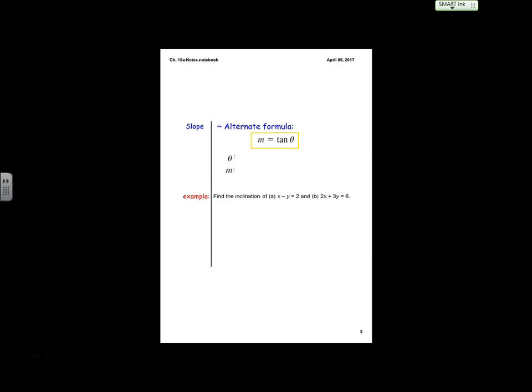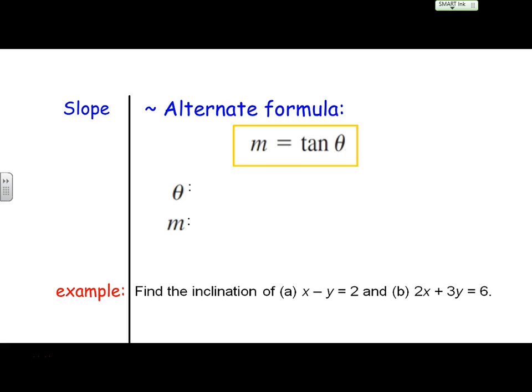All right, let's get to that formula. Another way of seeing slope, besides y2 minus y1 over x2 minus x1, is to say that m is equal to tangent of theta. Wait a minute. How should that make sense in our mind? Why would rise over run equal tangent?